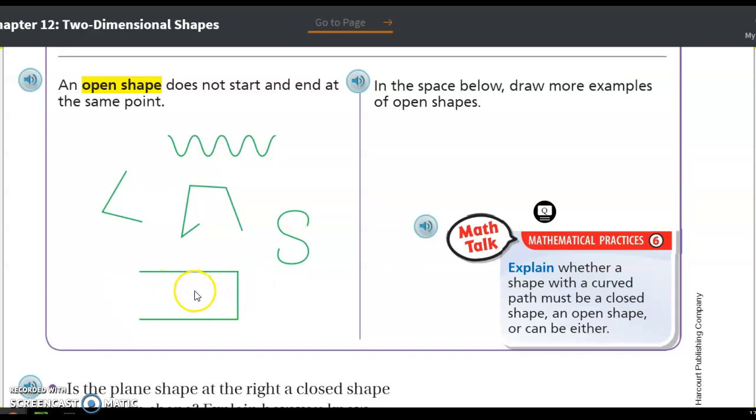So imagine that this was your fence. You wouldn't be a farmer for very long because you're going to have no animals, because your two-dimensional shape is not closed. It is definitely open. So take a moment and draw, let's say 3. Draw me 3 open shapes after you press pause.